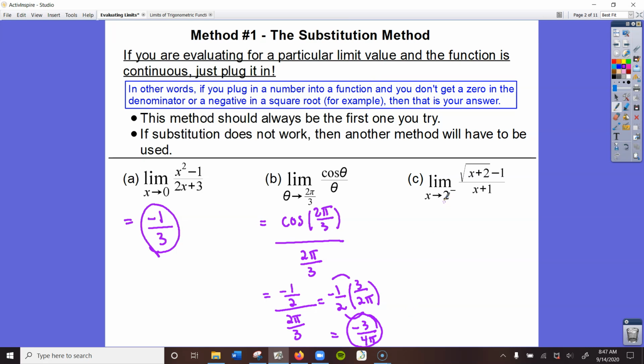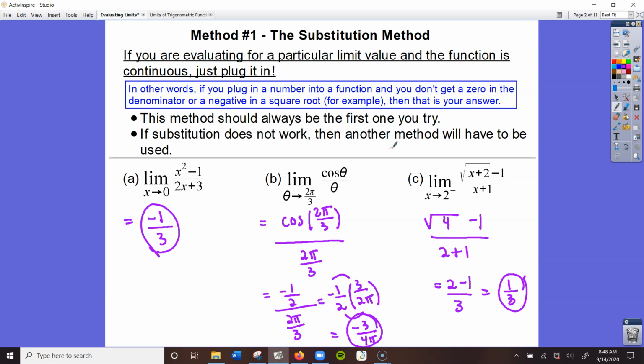For this last one, we see that the limit is approaching 2 from the left. Now, if you can just plug in the number, it does not matter whether it's coming from the left or the right. You can go ahead and just plug it in and see if you get an answer. So if we just plug it in, we would get the square root of 2 plus 2, which is 4, minus 1 over 2 plus 1. The square root of 4 is 2, minus 1 over 3. So this gives me a positive 1 over 3.